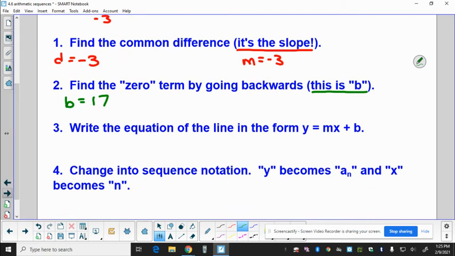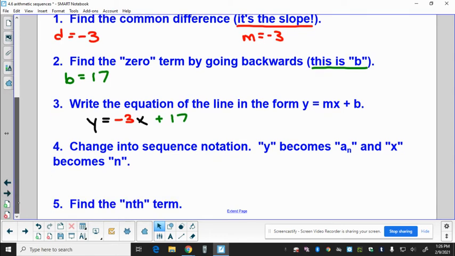Let's go down to step number 3. Okay, here we go. Y equals, now remember, M is a slope, which is the same as the common difference. So we found that was -3, X, and then B is 17. Essentially, you have the equation of that sequence. The only thing that we need to do is turn it into sequence notation. So you won't use a Y or an X anymore.